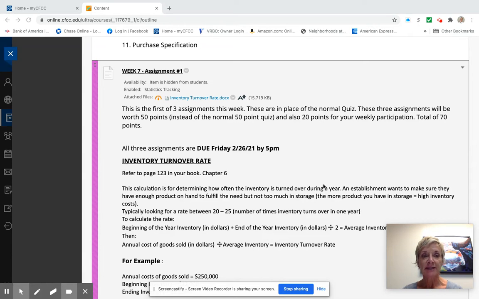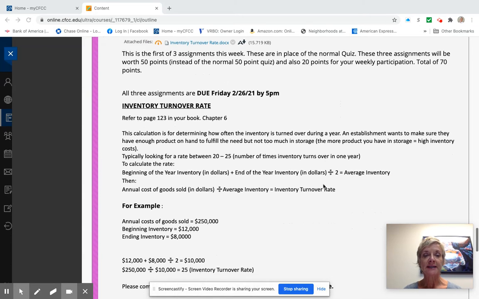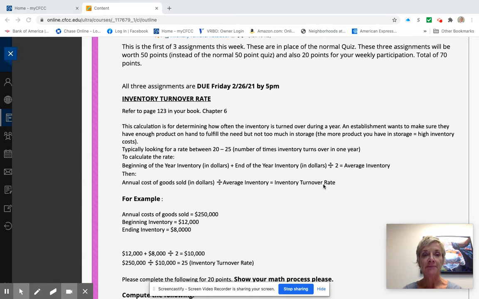The first assignment has to do with the inventory turnover rate, and that's on page 123 in your book. It's chapter 6. The document in the coursework section in Blackboard will explain what the inventory turnover rate is. Basically, this has to do with making sure that you're constantly rotating your inventory and turning it over. First of all, that you're not having too much inventory, because when you have too much inventory, that costs you money. And just making sure that you're going through the product in a timely manner.